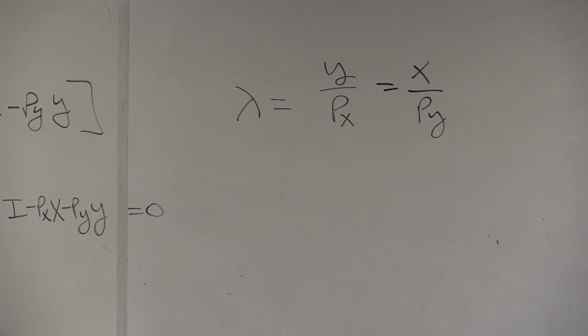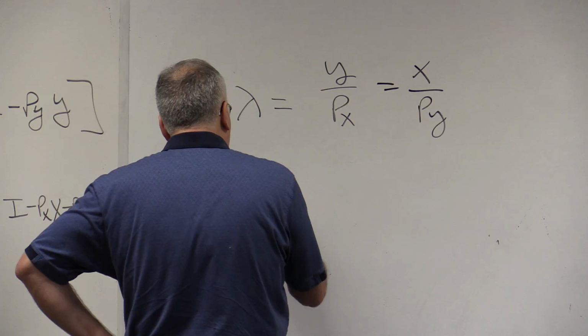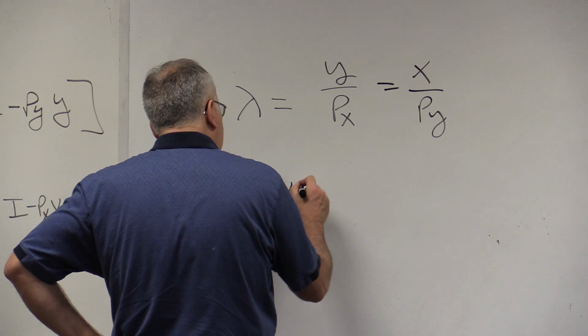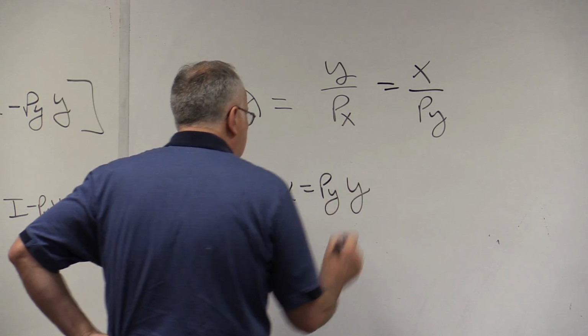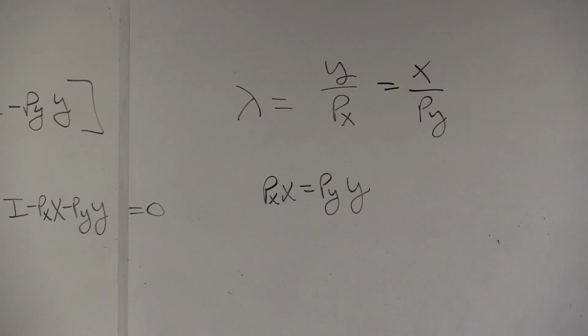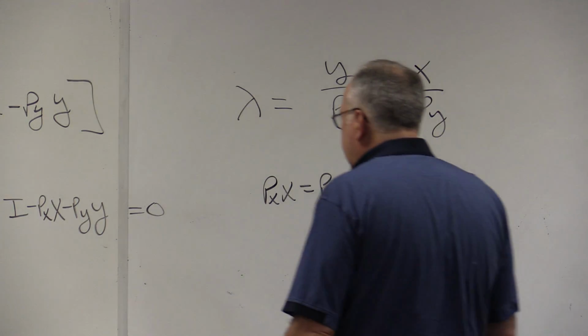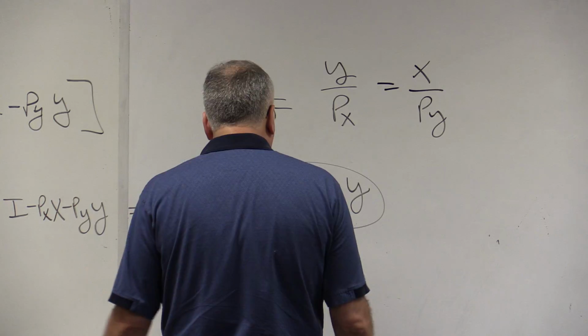All right. Now cross multiply, and you get this interesting result. Pxx equals pyy. In other words, the expenditure on x is equal to the expenditure on y. Okay. Now, take this result and plug it into the constraint right here.